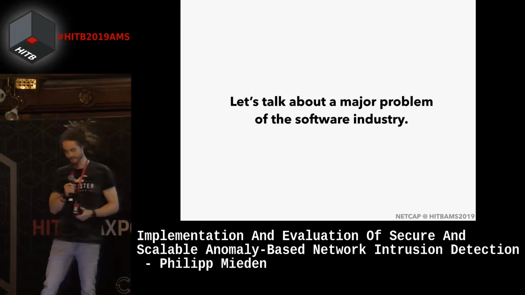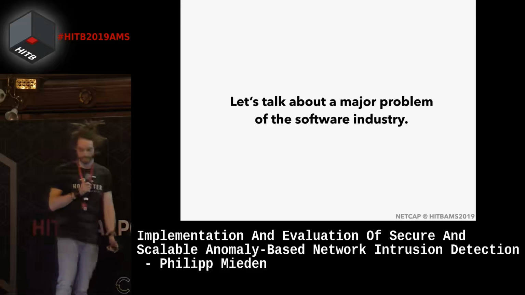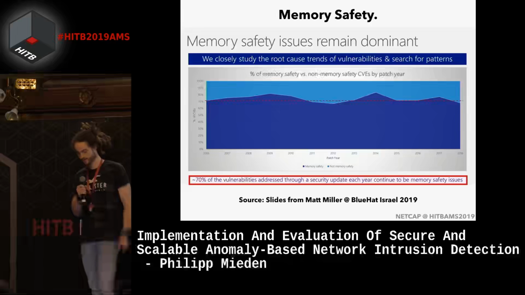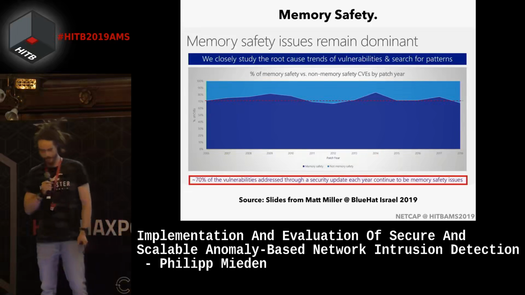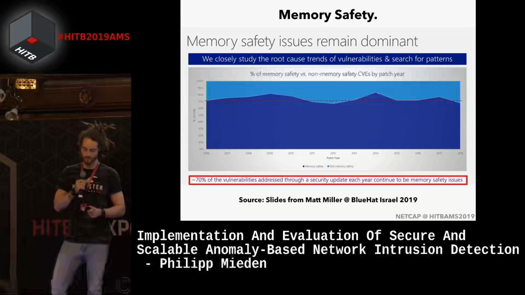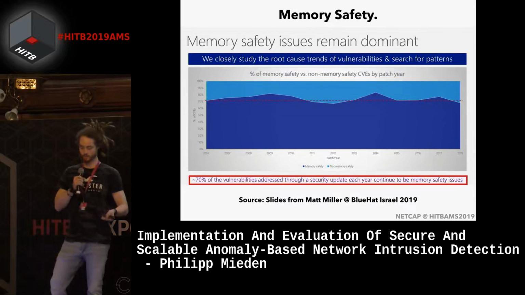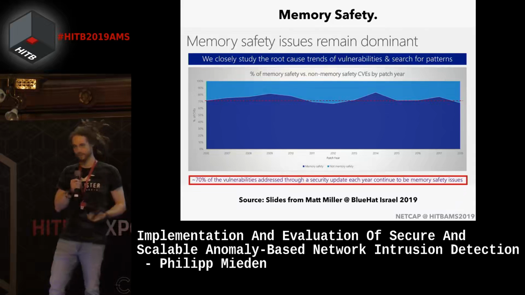So let's start by talking about the really big problem for the software industry currently, and that is memory safety. There was a talk from Matt Miller, an engineer on the Microsoft security team, and they published some really interesting internal statistics about how many of the fixes they pushed out as Windows updates were addressing problems with memory corruption. Almost 70% of the vulnerabilities were related to memory corruption. That is a pretty strong number, I think. It's just a huge attack vector, and we have to work on getting rid of this.